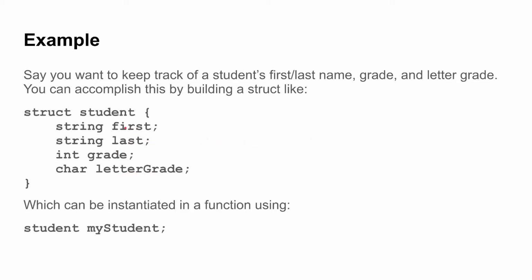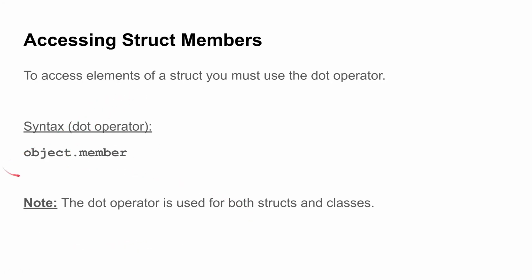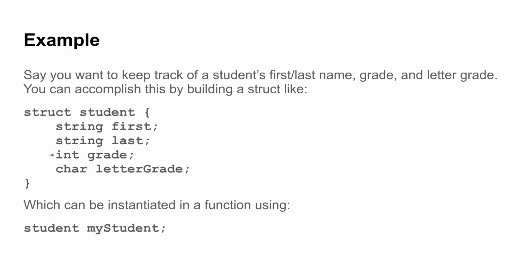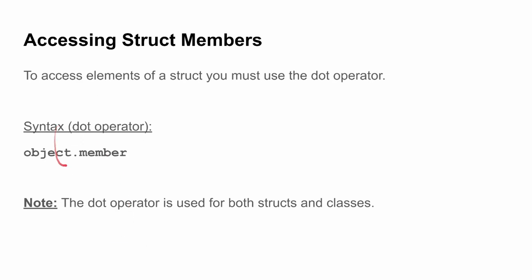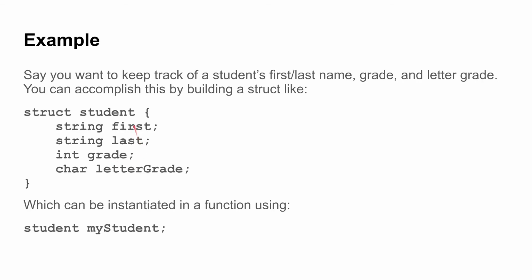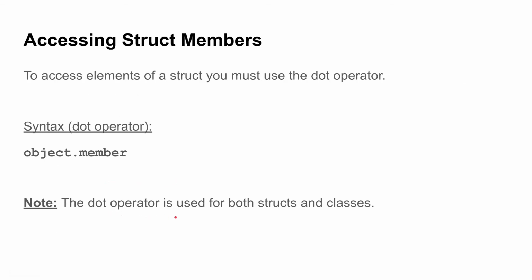But how do we access these elements of this myStudent variable? Well, we need to use the dot operator, and the dot operator looks just like this. We are going to have the object, so we would have this myStudent, and then the dot operator and the member that we want to use. So it could be any of these 4 members: first, last, grade, or letter grade. And note that this dot operator for now is just going to be used for structs, but it is not only used in structs, it will be used later on in classes.